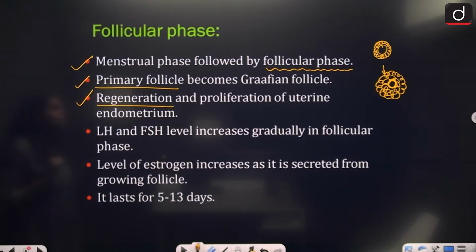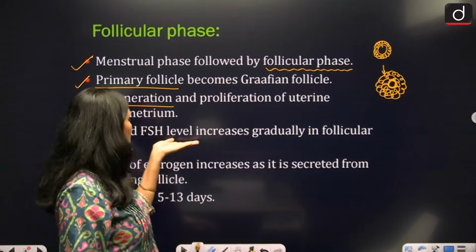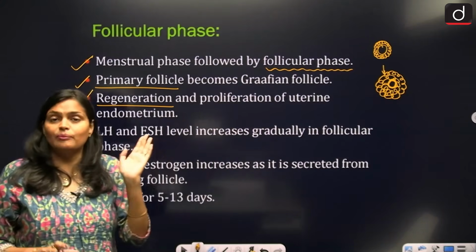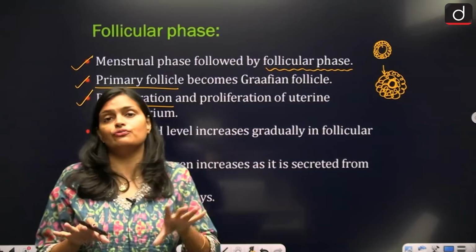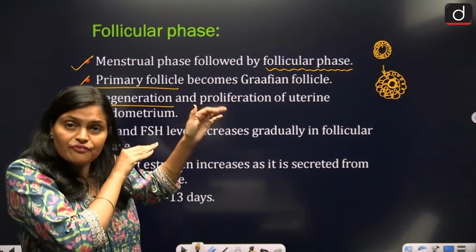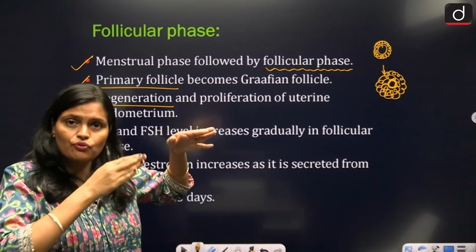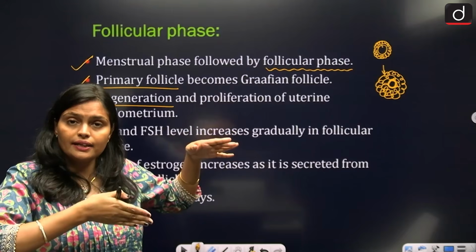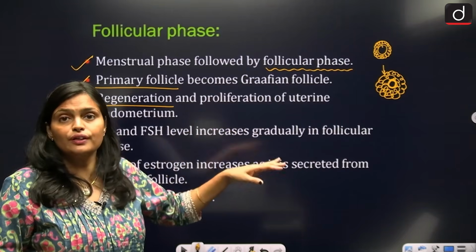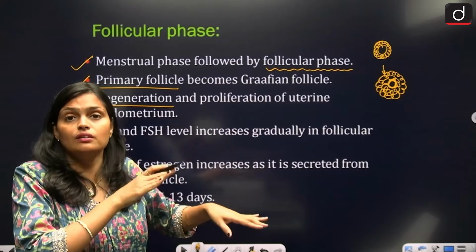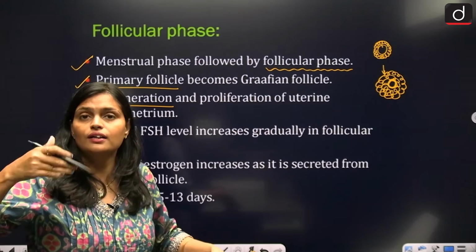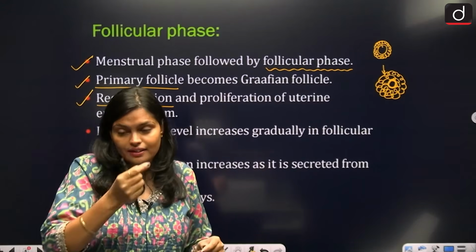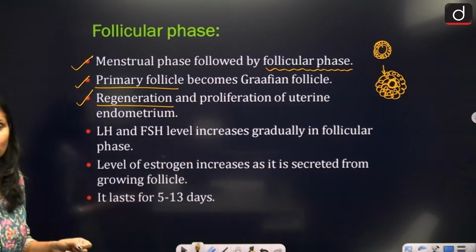Regeneration and proliferation of the uterine endometrium also takes place within the follicular phase. See, in the first 5 days the endometrium wall degenerates and comes out in the form of blood. In the follicular phase, the endometrium wall again starts regenerating, or you can say the development of the endometrium wall starts.